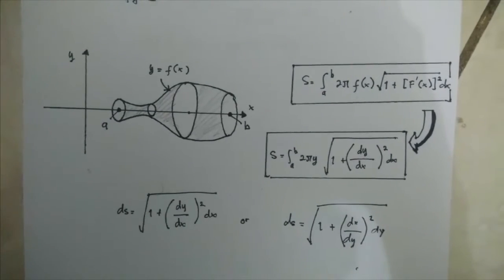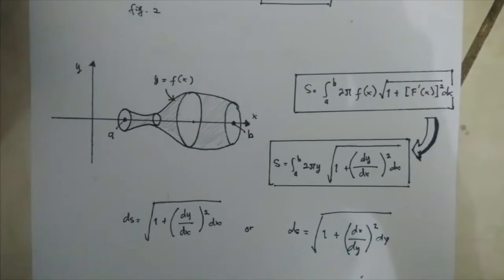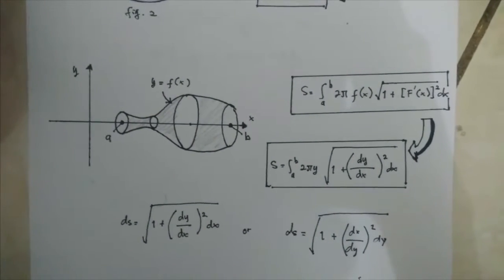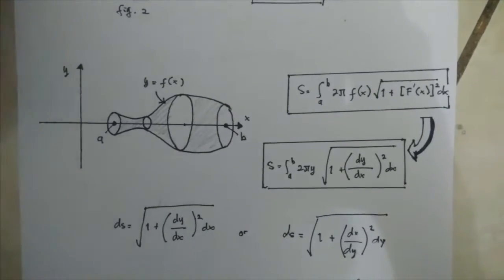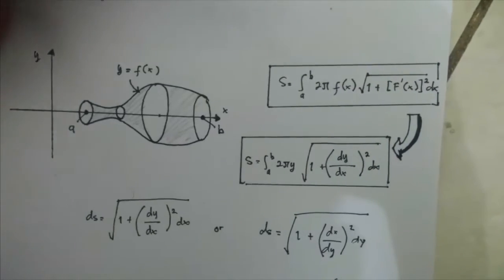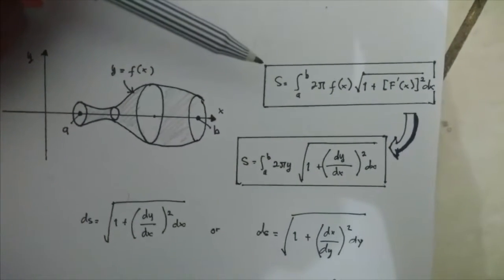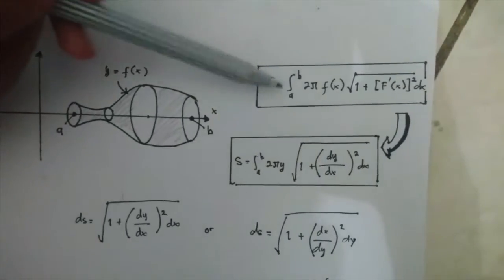Consider the surface shown in this figure, which is obtained by rotating the curve y equals f(x), a less than or equal to x less than or equal to b, about the x-axis, where f is positive and has a continuous derivative. In this case, we get these equations, or with Leibniz notation for derivatives, this formula becomes this.